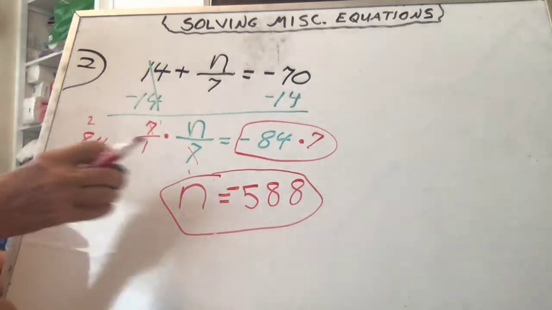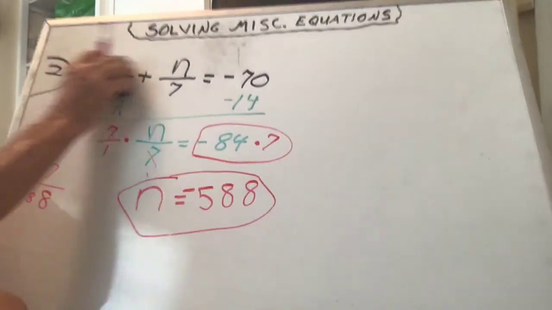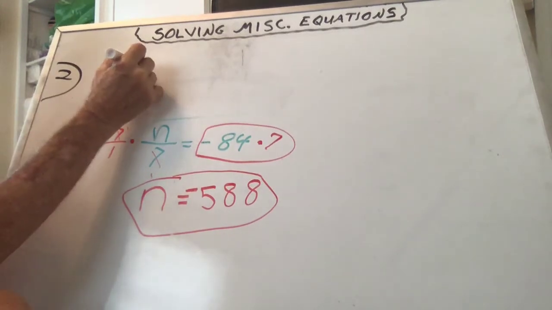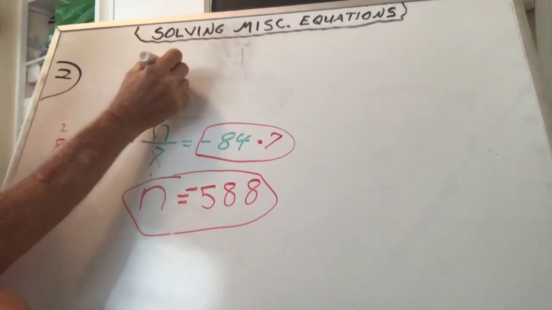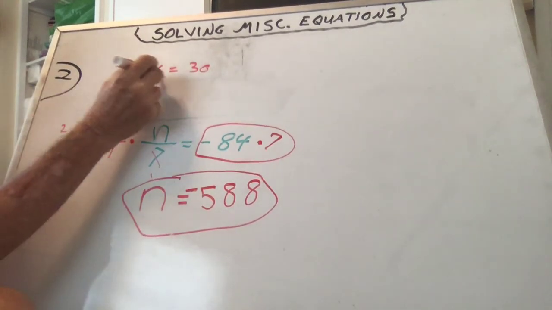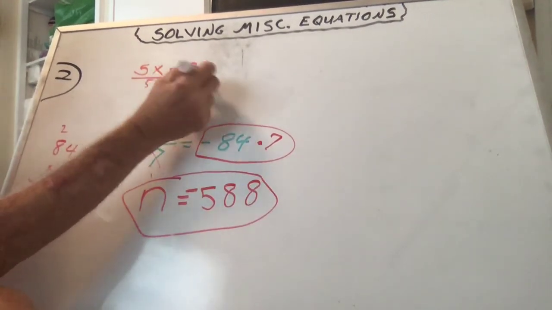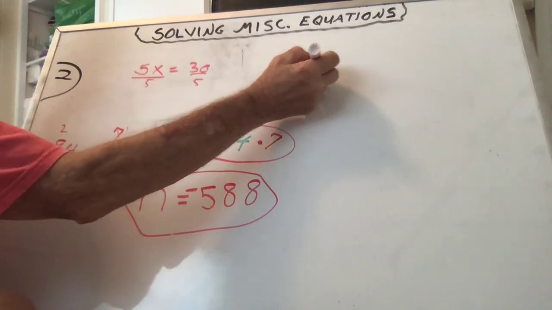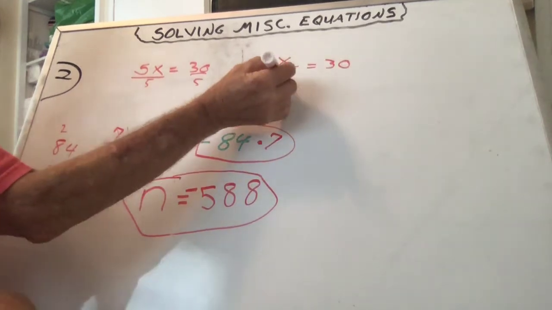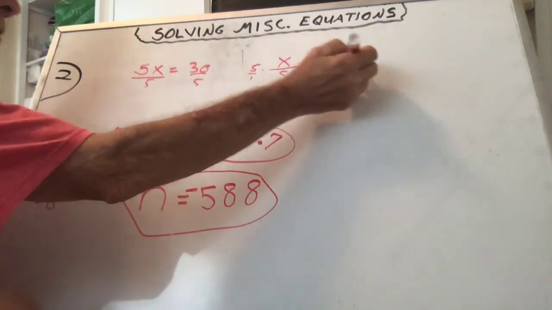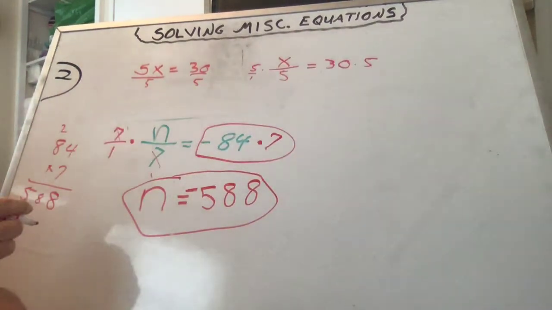Okay. So when you're looking at these problems, you're doing what's called an inverse. So if you had like 5x equals 30, this is multiplication, so you divide. But if you have x over 5 equals 30, this is division, so you multiply. That's how your brain thinks of it. Okay?